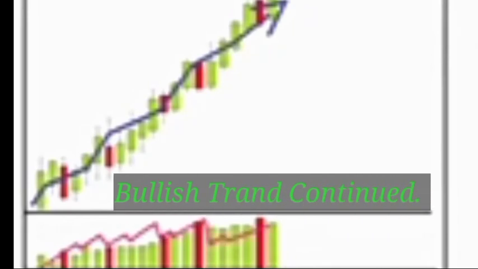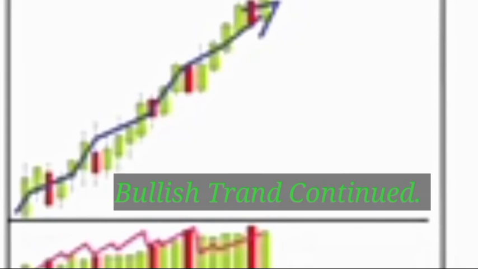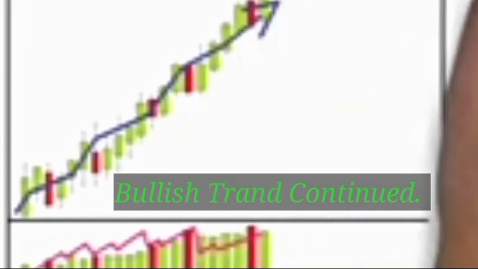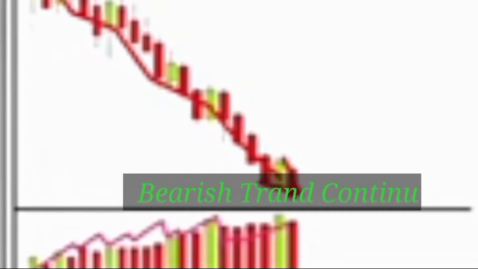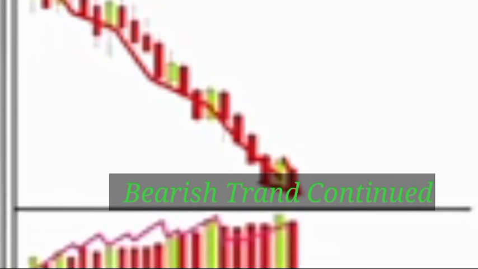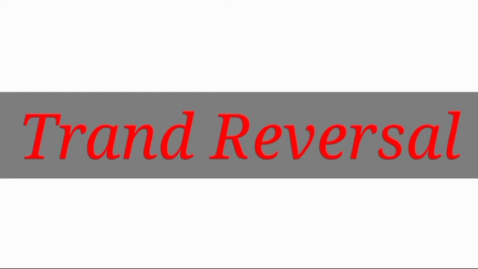You can see on the screen the price action is in an uptrend and the volume also shows an uptrend. It means the bullish move will continue until you see a bearish signal. Similarly, when the price is going down or the market is in a downtrend and the volume shows an uptrend, you can easily say the bearish market will continue until you find a bullish signal or bullish strategy.